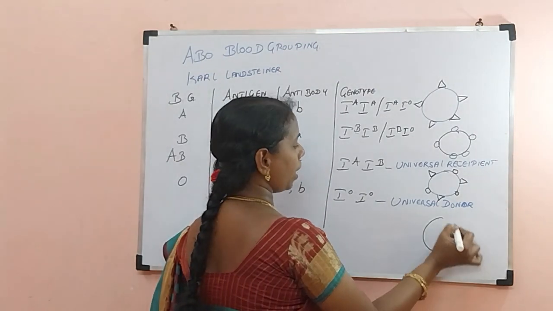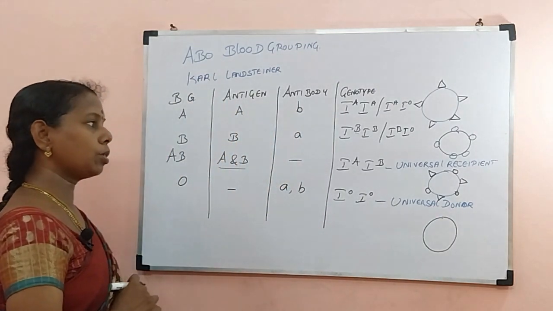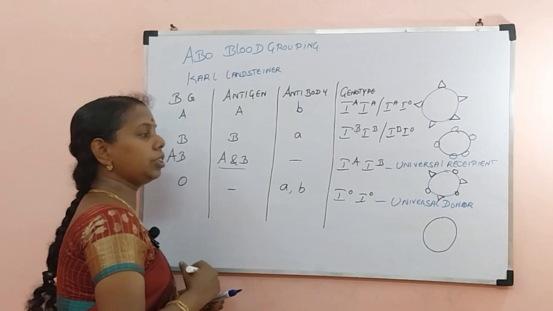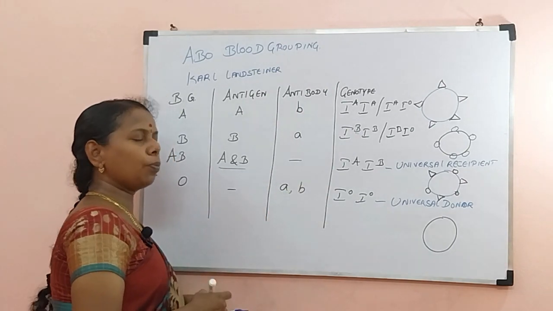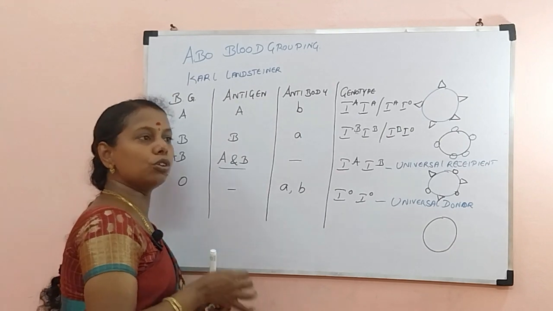Here there is no antigen on the surface. So this is the structure. Of course, based on these antigens only, we classify. Now the possibility of getting questions is more in this.